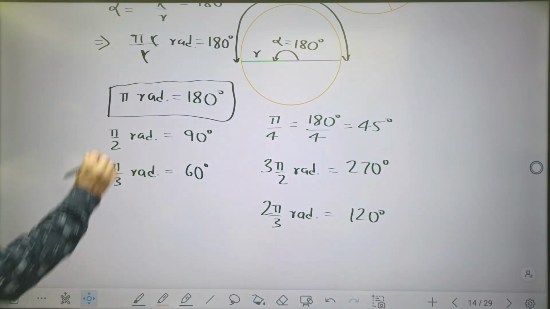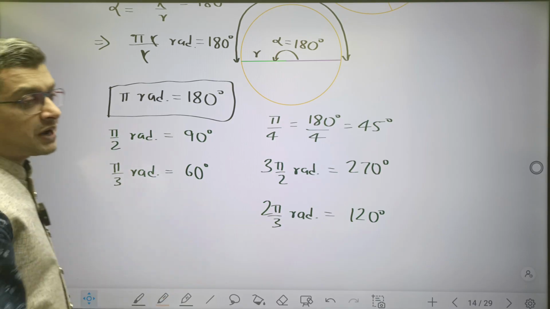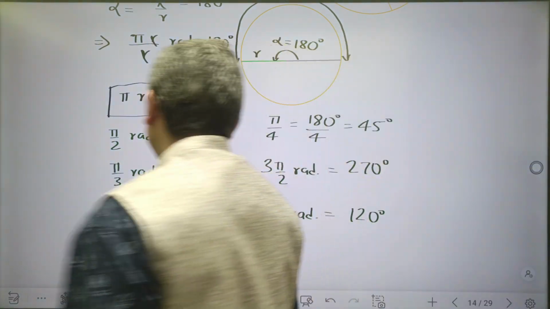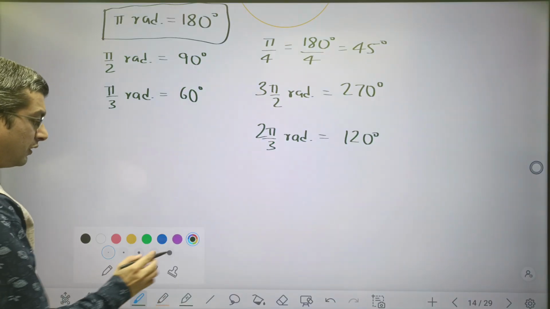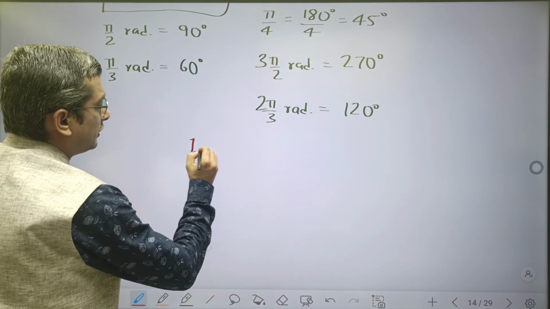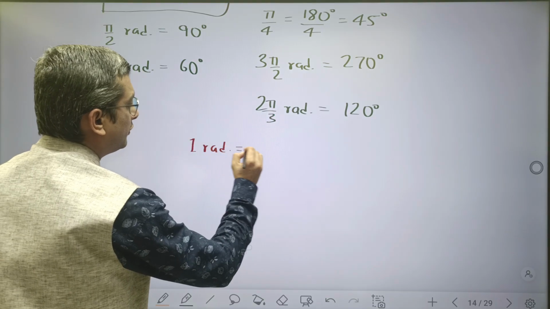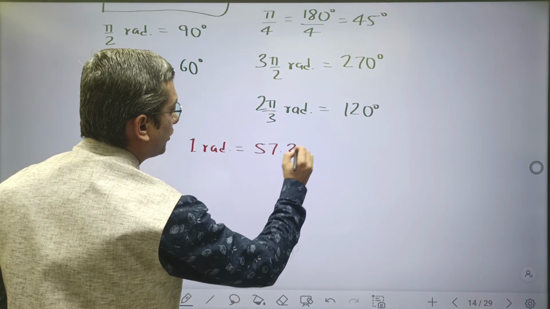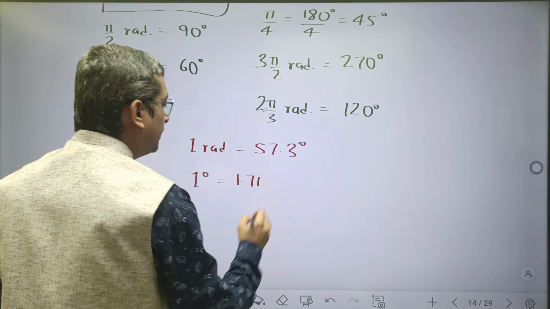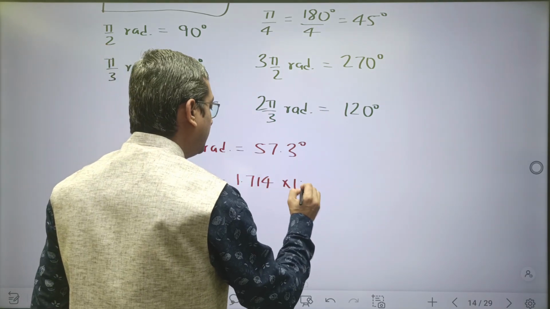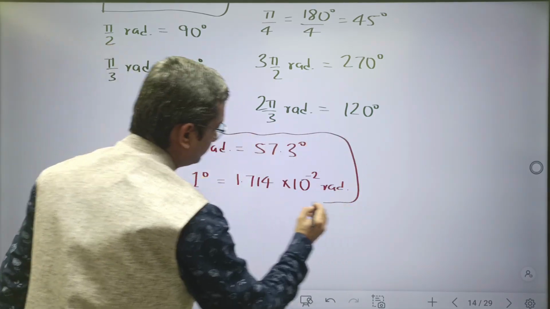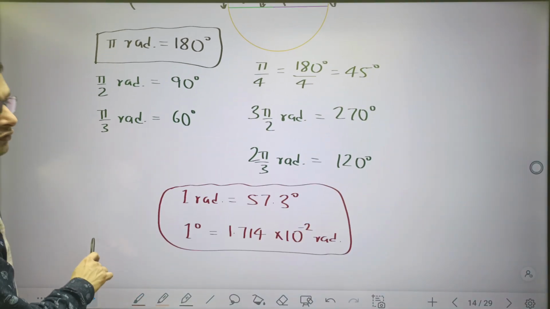This is the very basic formula of conversion factor. Pi radian is equal to 180 degree, and with the use of this you can find all other values. On further solving, you will have values like 1 radian is nearly equal to 57.3 degree, and 1 degree is equal to 1.714 into 10 to the power minus 2 radian. So this is the direct formula, isn't it? So that's all for angle.